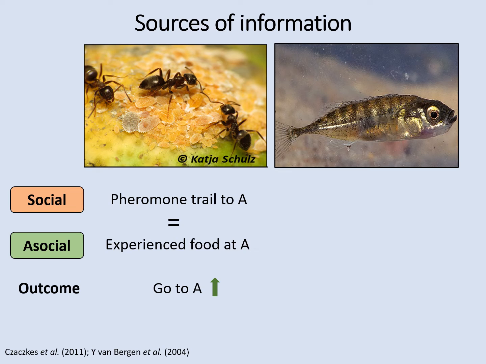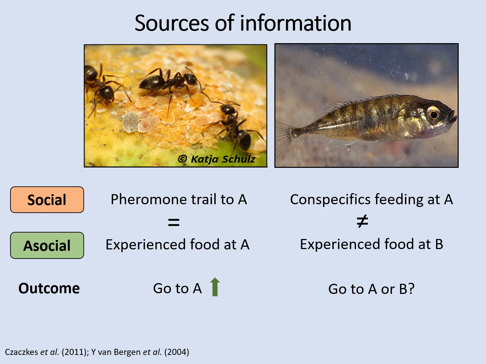Studying cases where social and asocial sources are in conflict can tell us which source is weighed more heavily and relied upon in different circumstances. For example, nine-spine sticklebacks that saw foraging conspecifics at location A and had own experience of foraging at location B went to A, that is, used social information, only when their experience at B was less reliable.